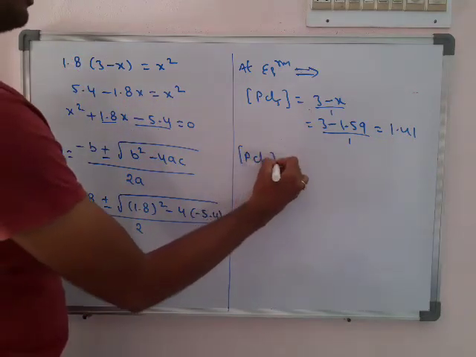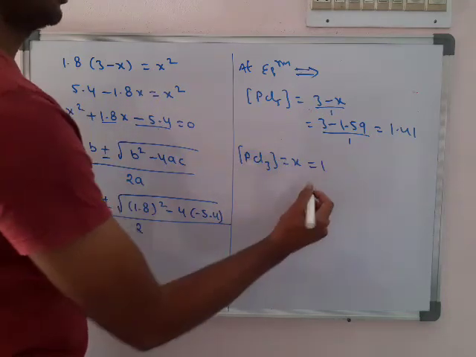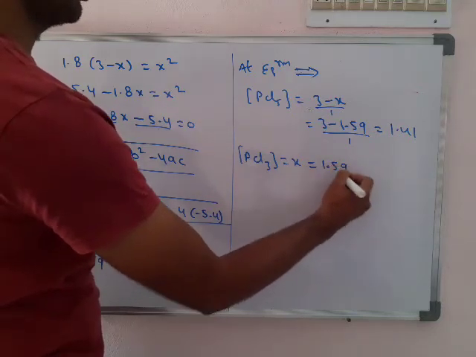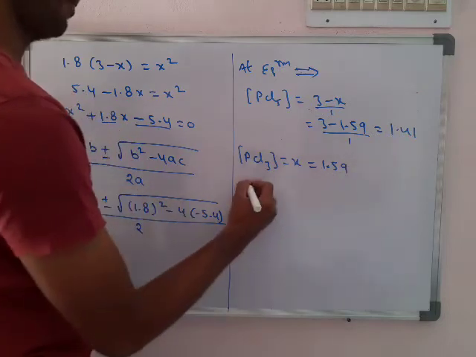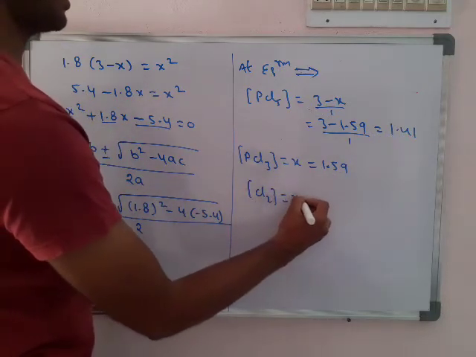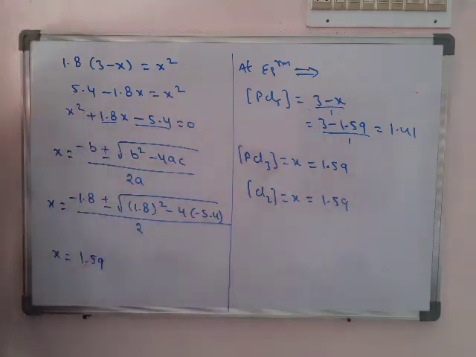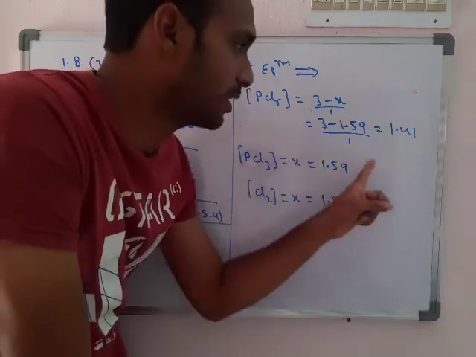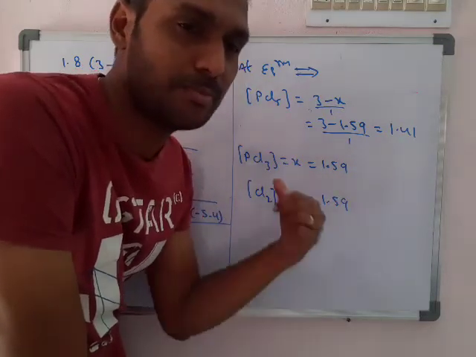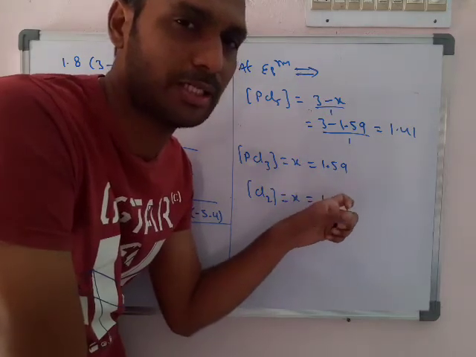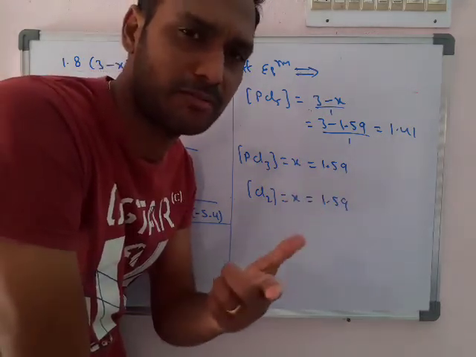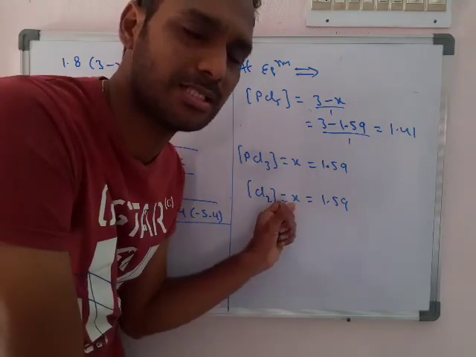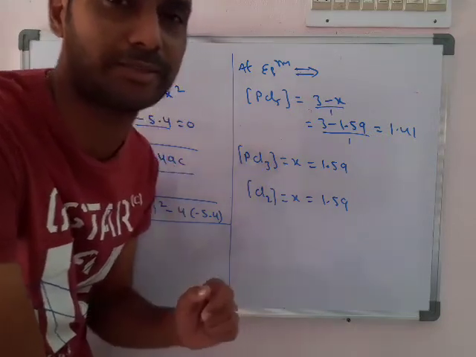What is the concentration of PCl3? That was only x, so it is exactly 1.59 moles per liter. Volume is also 1 liter, so it's moles per liter. Same with Cl2, it is exactly x, so that is also 1.59. So at equilibrium the concentration of PCl5 is 1.41 moles per liter, PCl3 concentration is exactly 1.59, because 1 mole gives 1x. Same with Cl2, its concentration at equilibrium is also 1.59.